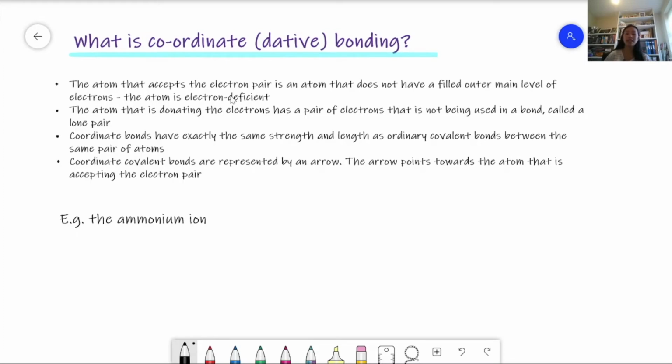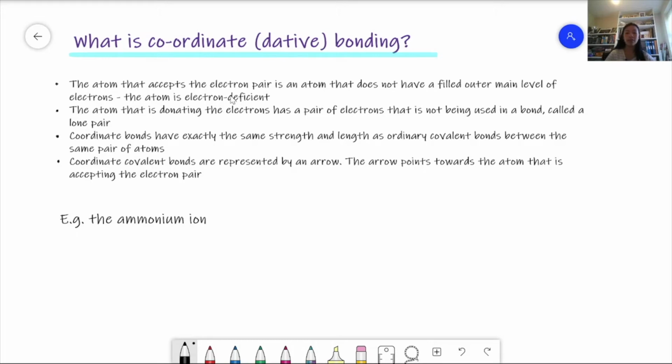The atom that's donating the electrons has a pair of electrons that is not being used in a bond, and we call this a lone pair. So basically it's just an available pair of electrons that can be donated to an electron deficient atom. And these coordinate bonds have exactly the same strength and length as ordinary covalent bonds between the same pair of atoms. And these bonds are represented by an arrow instead of a line, and the arrow points towards the atom that is accepting the electron pair.